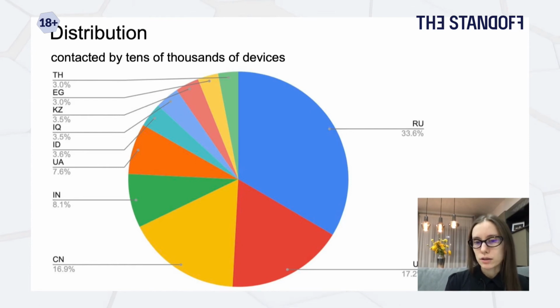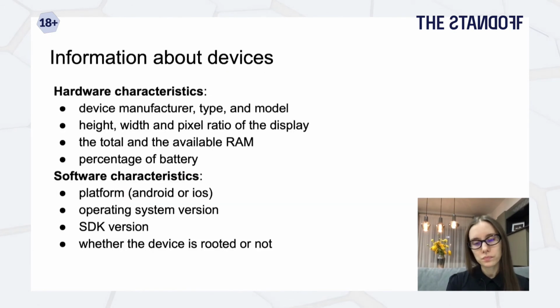Since the requests are meant for the mediator, they contain information about both of the mediated parties, sellers and advertisers on one hand, and users and developers on the other hand. The information about the devices that is included in the requests contains both hardware and software characteristics. Amongst the hardware characteristics, we observe the device manufacturer, type, and model, the height, width, and pixel ratio of the display, the total and available RAM, as well as the percentage of remaining battery.